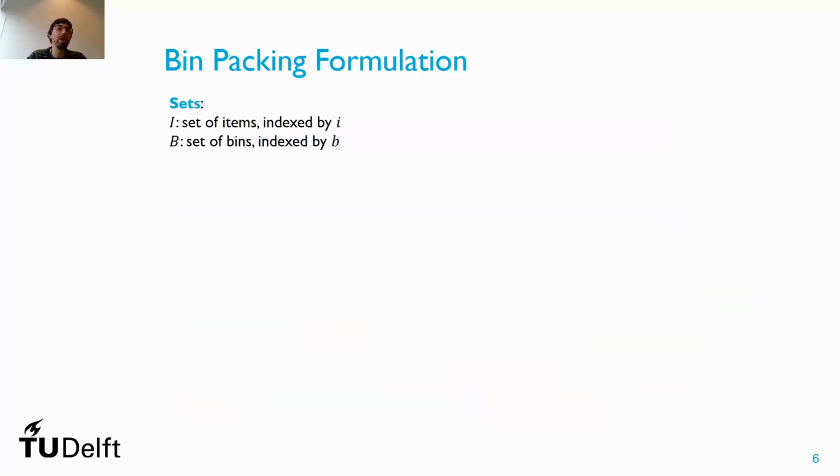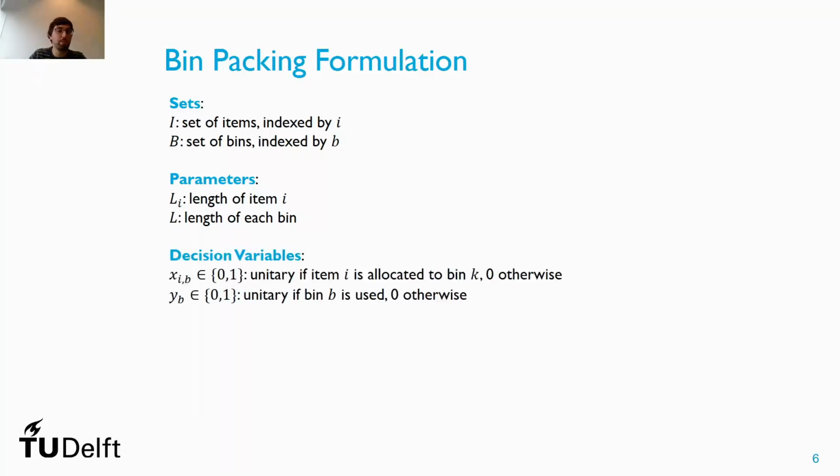And with the bin packing formulation, we do it like this. We have 2 sets. The first set is I, the set of items, and the second set is B, the set of bins we have available. We have 2 parameters. Well, one is actually a set of parameters, Li, which is the length of item i, and the other one is L, which is the length of each bin. One thing I didn't specify is we have a homogeneous set of bins, so they're all equal in size, and that's actually the only characteristic we care about.